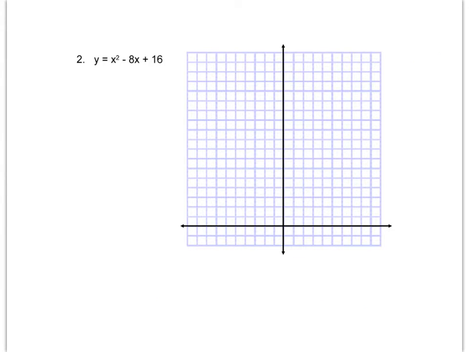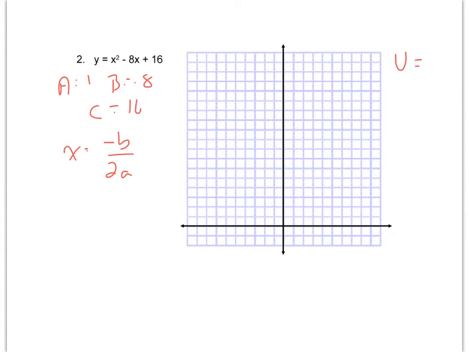Okay, so looking at this one right here, y equals x squared minus 8x plus 16, we're going to make a graph of this. We're going to first start, this is in standard form, so I know that my a is equal to 1, my b is equal to negative 8, and my c is equal to 16. We're going to start by finding my vertex using the fact that x is equal to negative b over 2a. So I'm going to make a little list over here, my vertex.